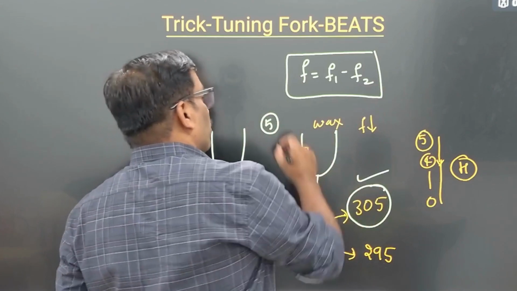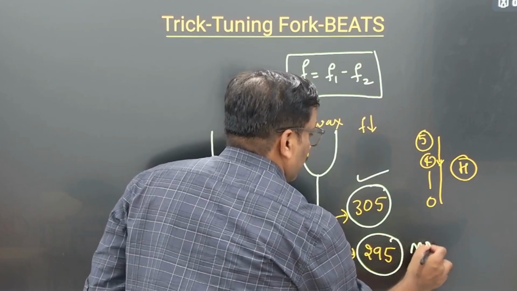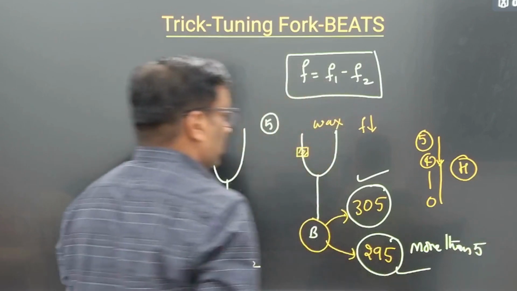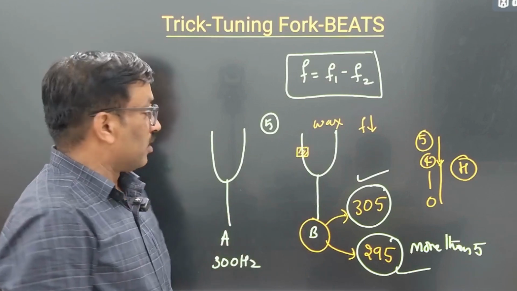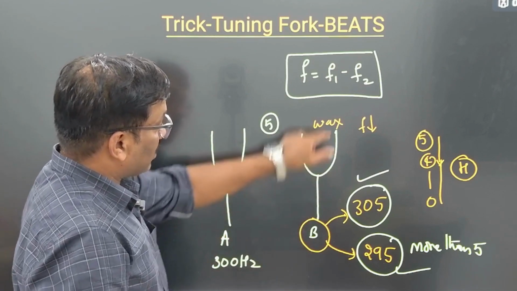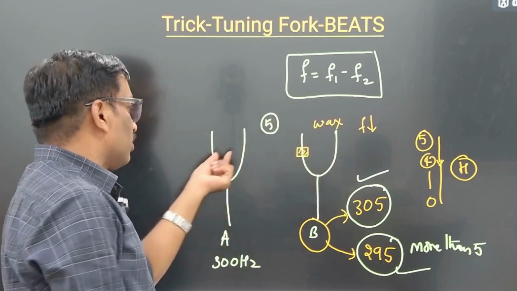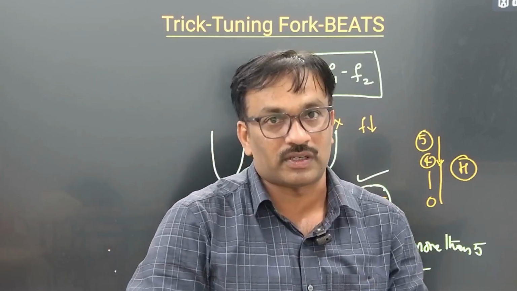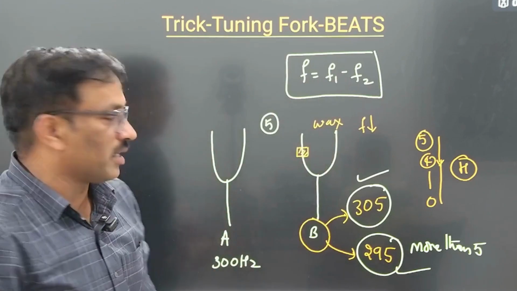Suppose the beats are more than 5; then the lower value will be the frequency of B. So we add wax, the frequency decreases, or we do filing on the fork. Filing means rubbing it, and you are increasing the frequency of your tuning fork. So simple. One more time, listen.